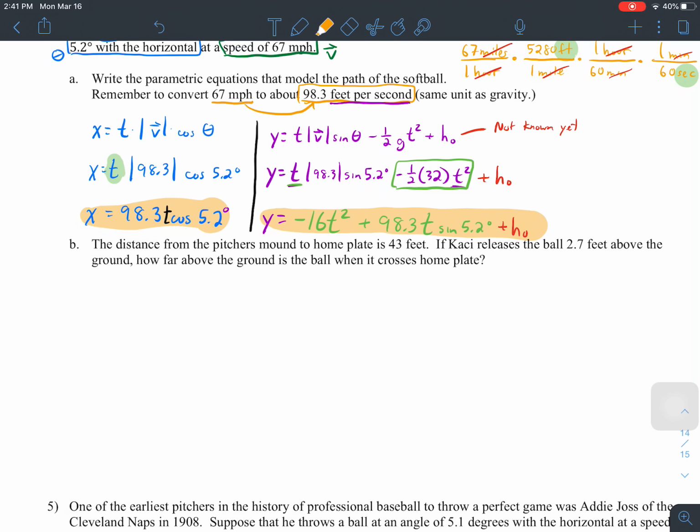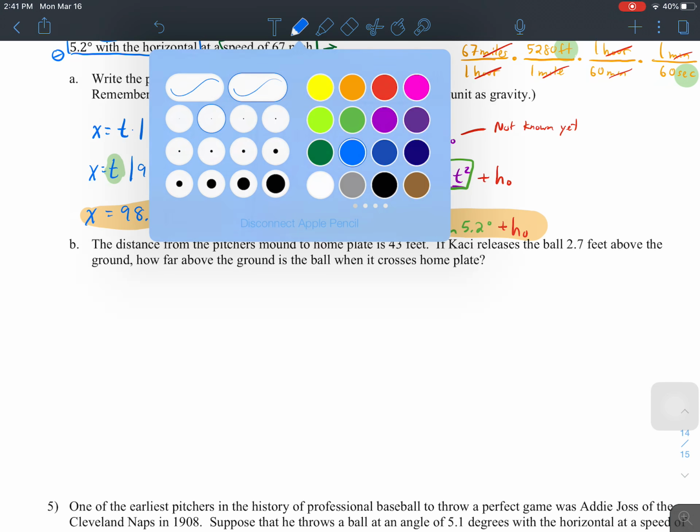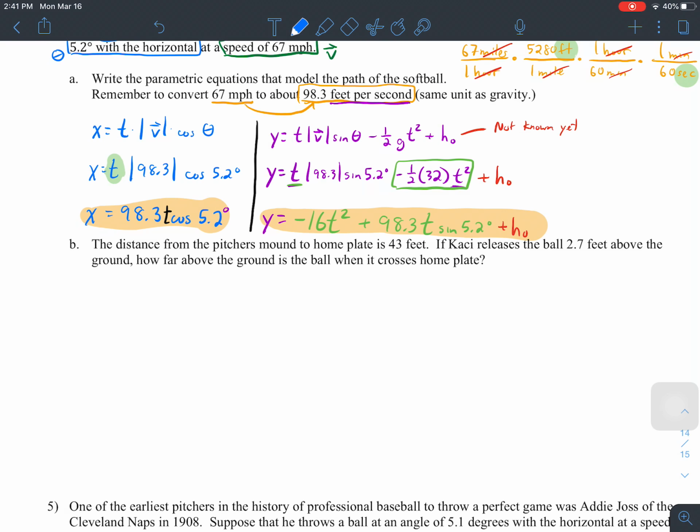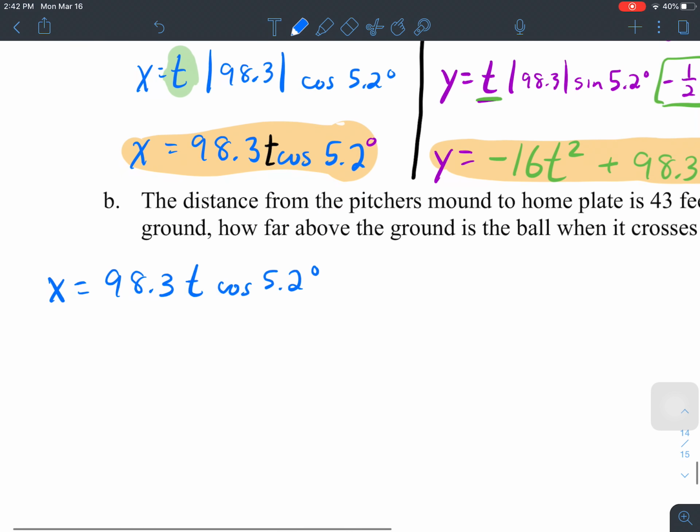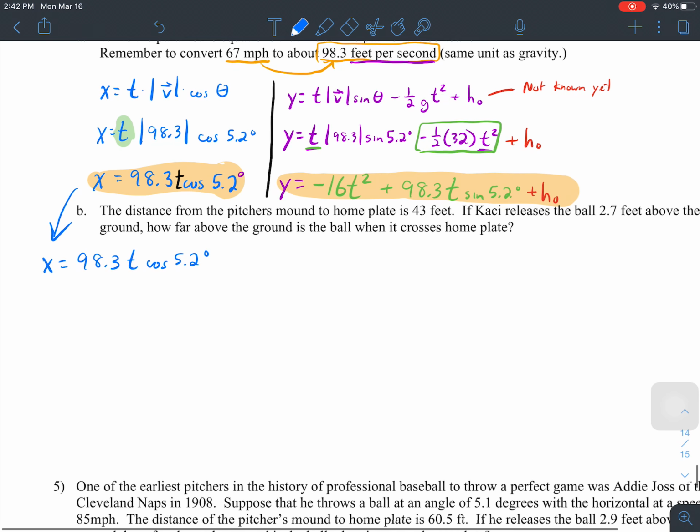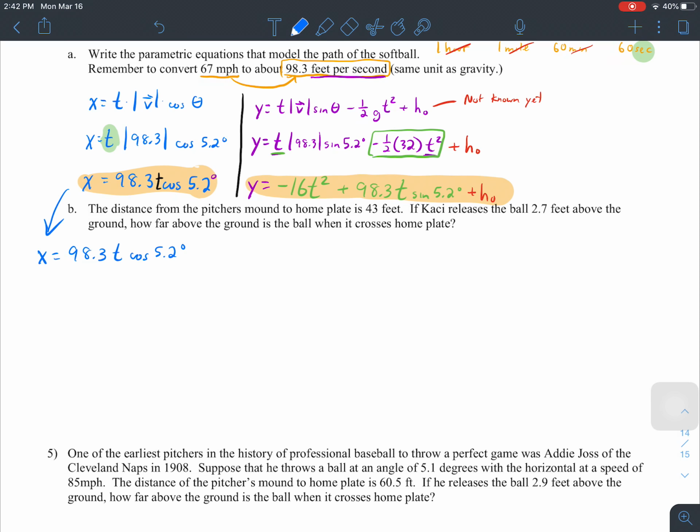It says the distance from the pitcher's mound to home plate is 43 feet. If Casey releases the ball 2.7 feet above the ground, how far above the ground is the ball when it crosses home plate? Now, think about it: there are two equations you're trying to figure out. You want to deal with the x and you want to deal with the y. In my opinion, the x parametric equation is a lot easier to deal with. There's less writing. It's pretty straightforward. All you're going to do is plug in and solve for the time.